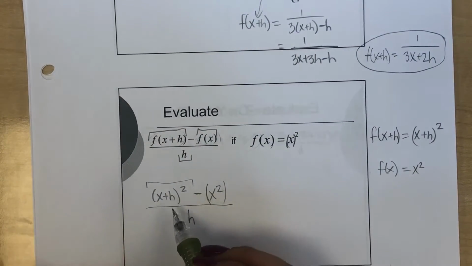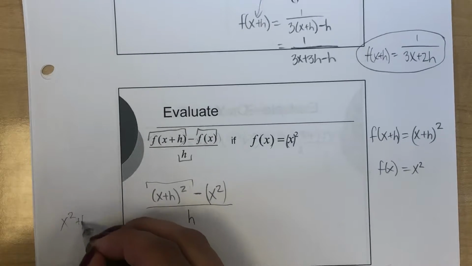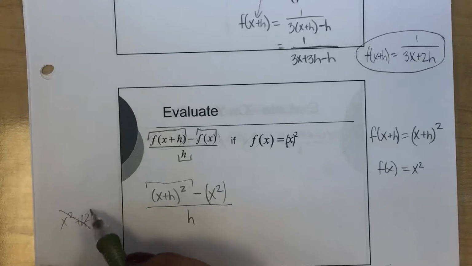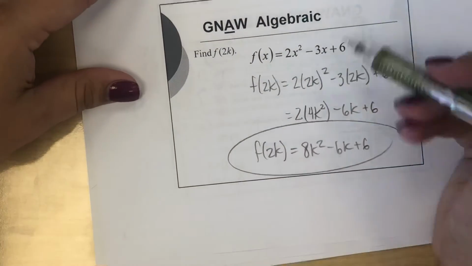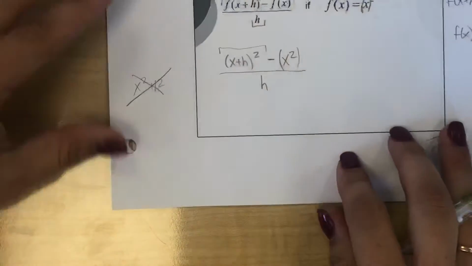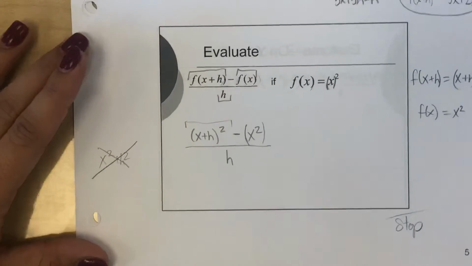What would be wrong? I'm going to do what's wrong: x squared plus h squared. The exponents do not distribute over addition. They do not. They do, in fact, distribute over multiplication, like this distributes. See how that's multiplication there? They do distribute over multiplication. They absolutely do not distribute over addition.